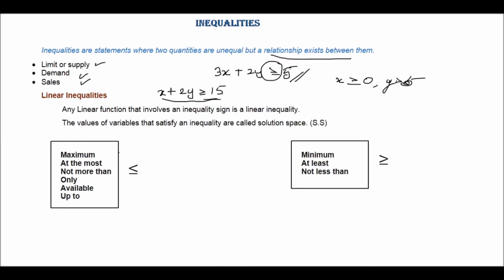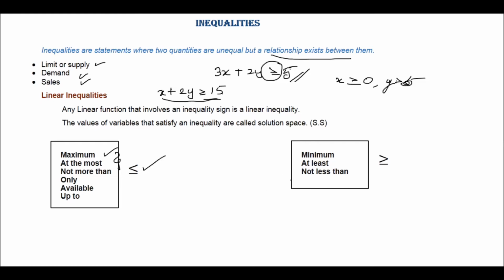Now, here are some keywords which you have to know about. The first ones are maximum, at the most, not more than, only up to. Here, at the most, maximum, and not more than are the three important ones, and here you are going to use the less than or equal to sign.